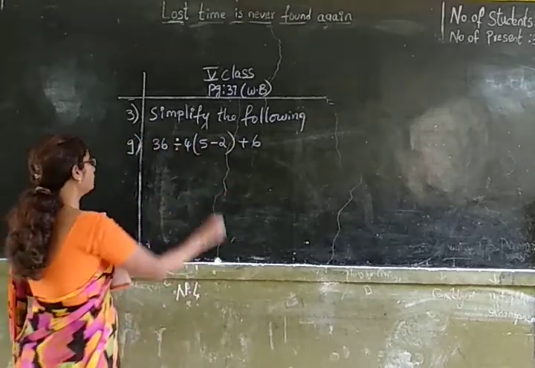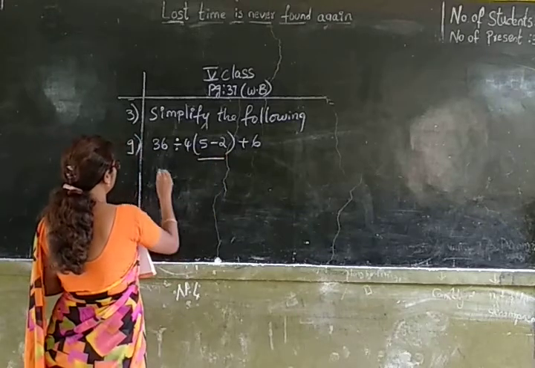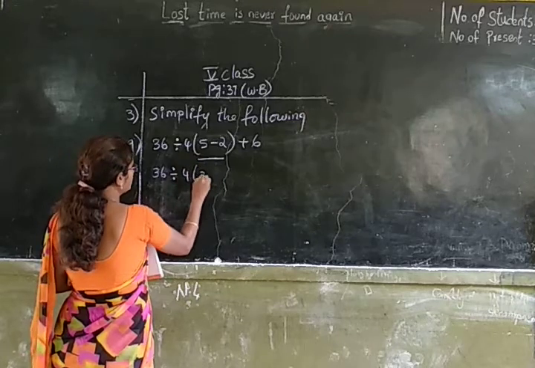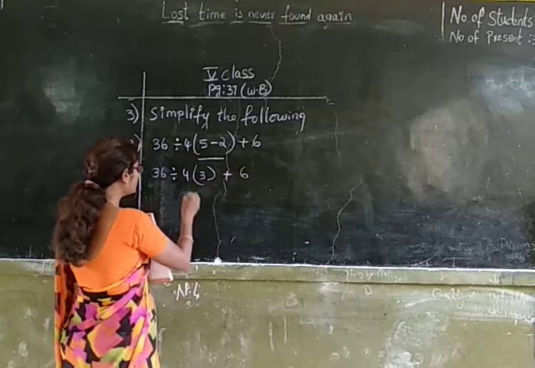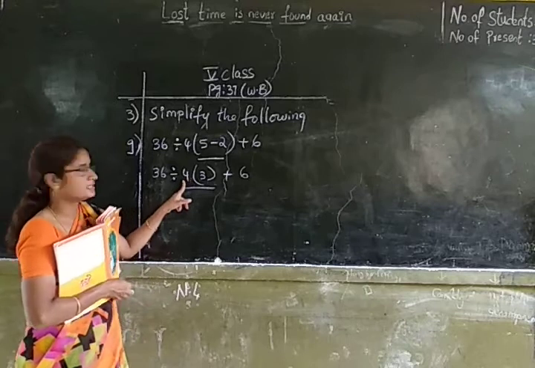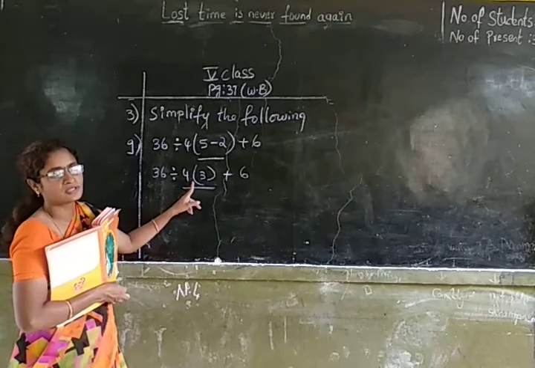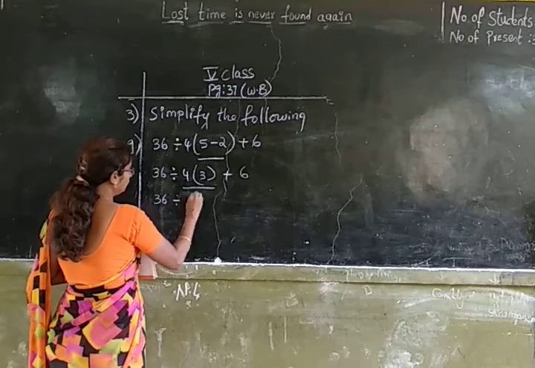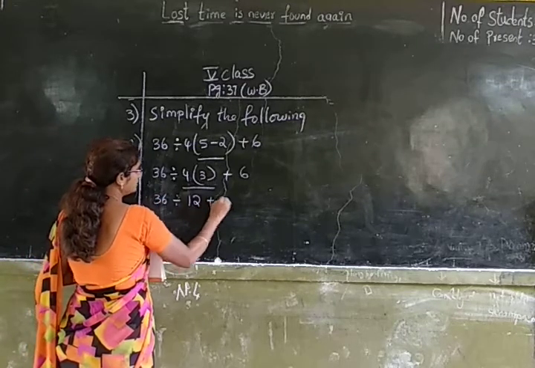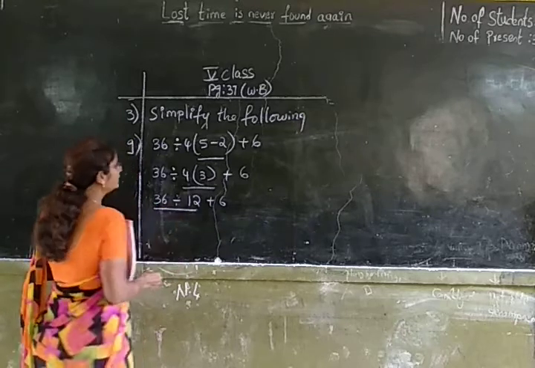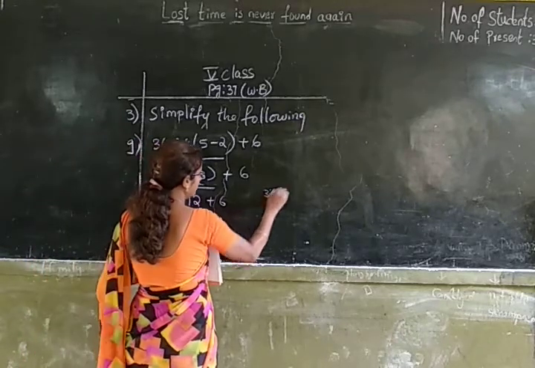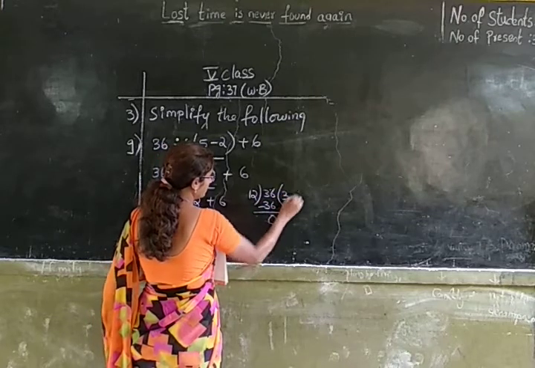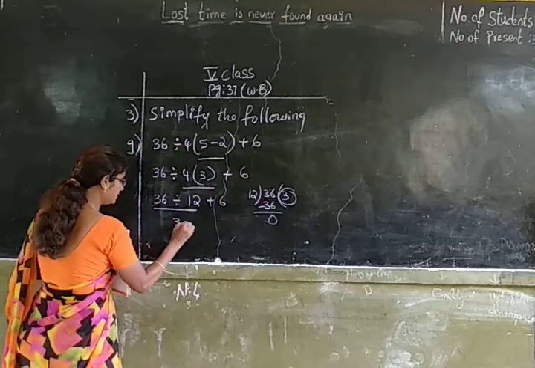According to the BODMAS rule, first you have to solve the terms inside the bracket. So 36 divided by 4, 5 minus 2 is 3 plus 6. Here there is no symbol between the number and the bracket, so you have to do the multiplication. So 36 divided 4 3s are 12 plus 6. Now you have to do the division. 36 divided 12. 12 goes 3 times in 36. So the answer is 3. So you have to write 3 here.